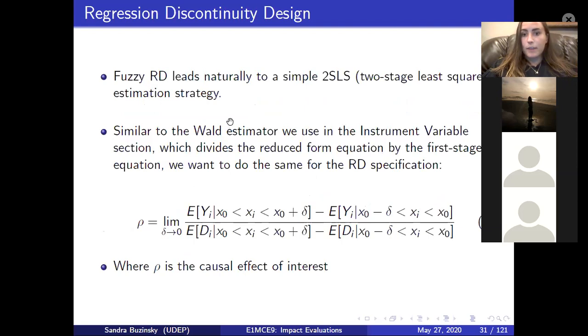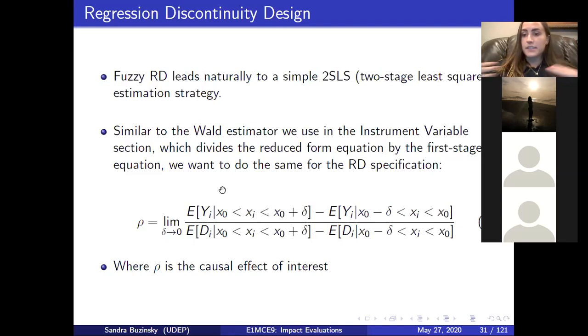So then we're going to do a simple Wald estimation, as we've done before for the instrumental variable strategy. Remember how the Wald estimator divides the reduced form regression by the first stage. So you know that there are two different functions we care about: basically how X determines our outcome, and how X determines our treatment status, right?